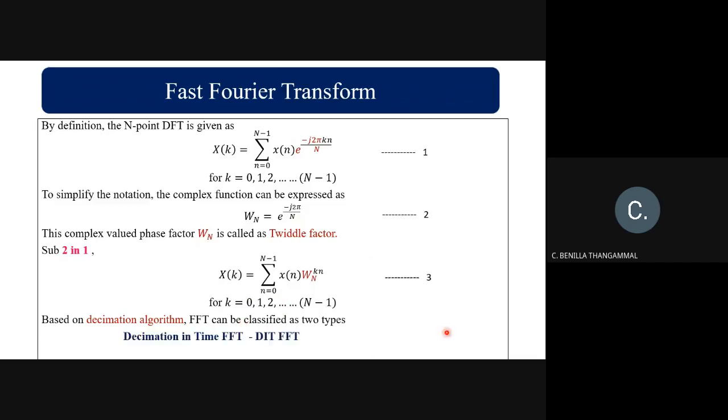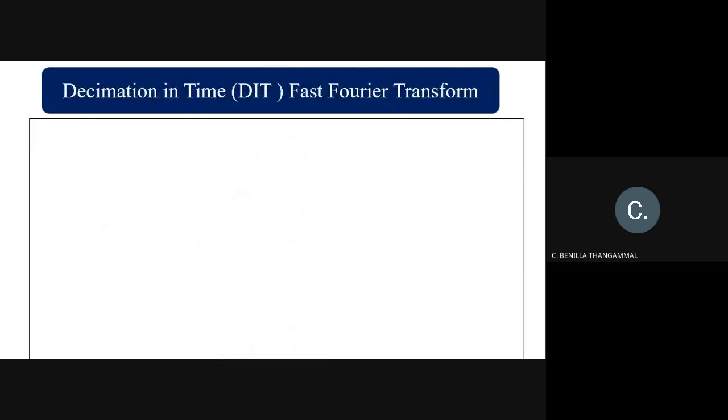One is decimation in time FFT algorithm, and the other one is decimation in frequency FFT algorithm. In decimation in time algorithm, the time domain of the signal will be decimated. Here in decimation in frequency, frequency domain of the signal will be decimated. So now we'll see the decimation in time fast Fourier transformation algorithm.